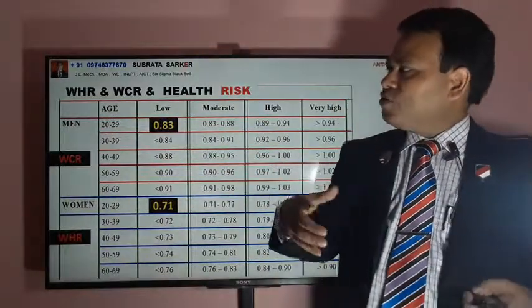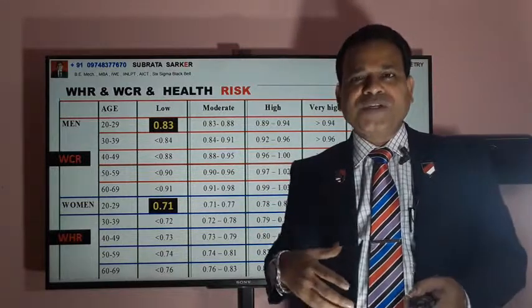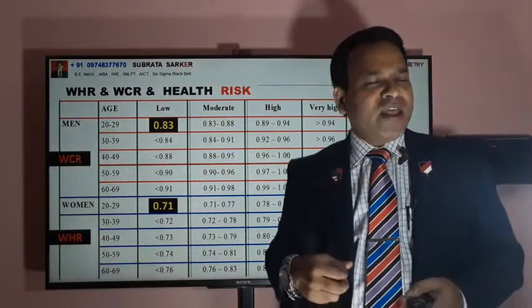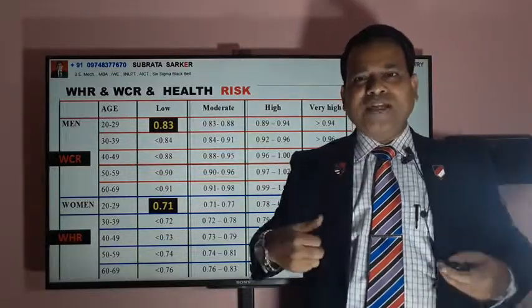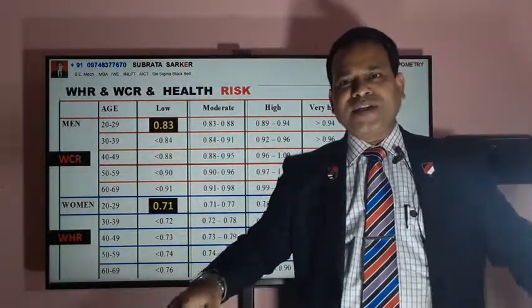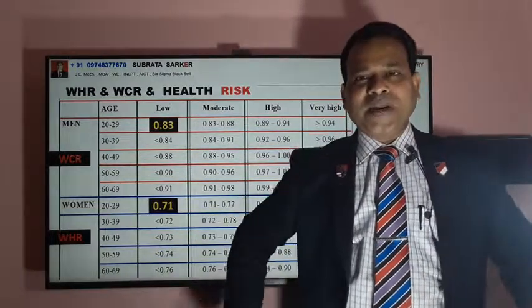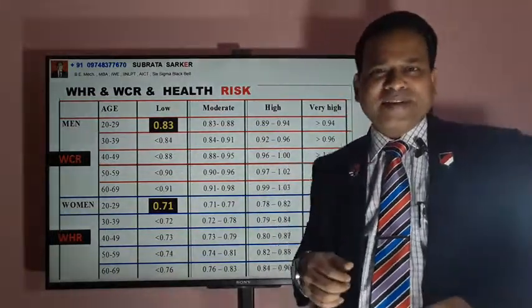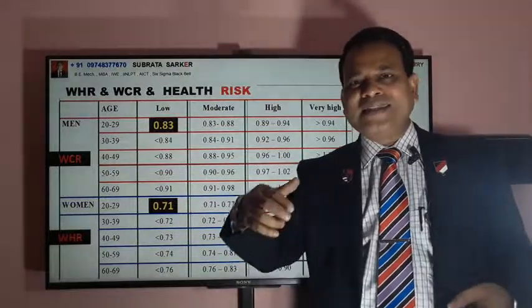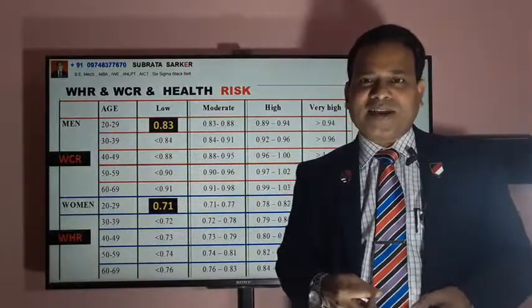Now there is WHR, WCR and health risk. WHR means waist to hip ratio, WCR means waist to chest ratio. For males, waist to chest ratio is important, and waist to hip ratio is not. For females, waist to hip ratio is important. Important in the sense I'm talking about the health risk point of view, not the physical or appearance aspects.